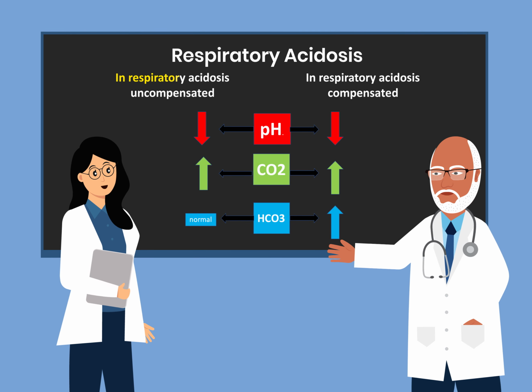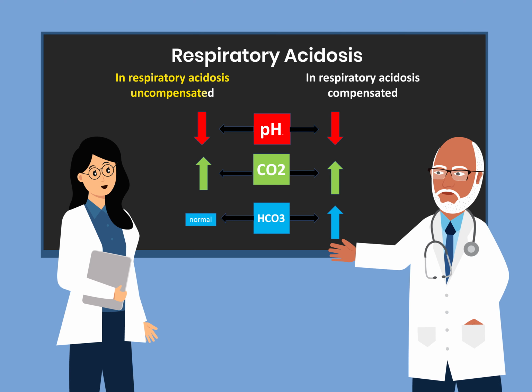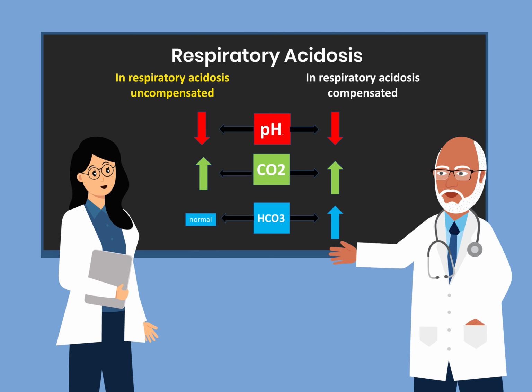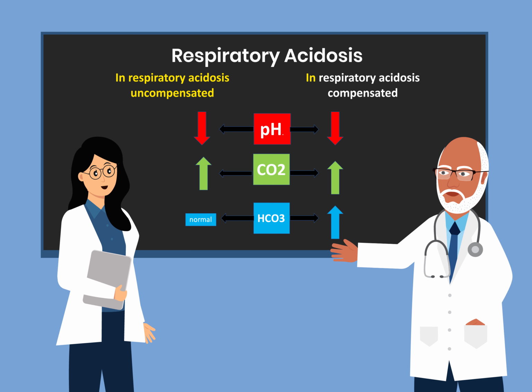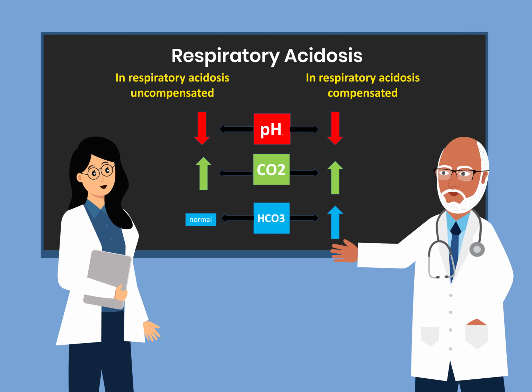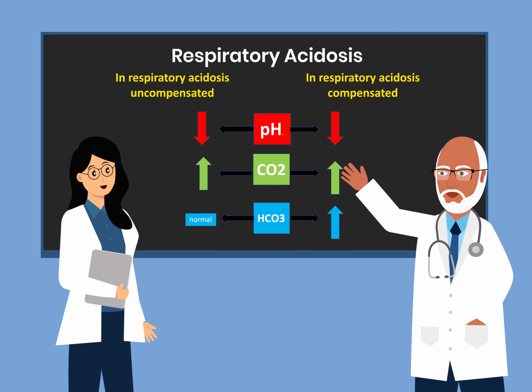In uncompensated respiratory acidosis, the pH is decreased, the CO2 is increased, and the bicarb is normal. In compensated respiratory acidosis, the pH is decreased, the CO2 is increased, and the bicarb is increased.